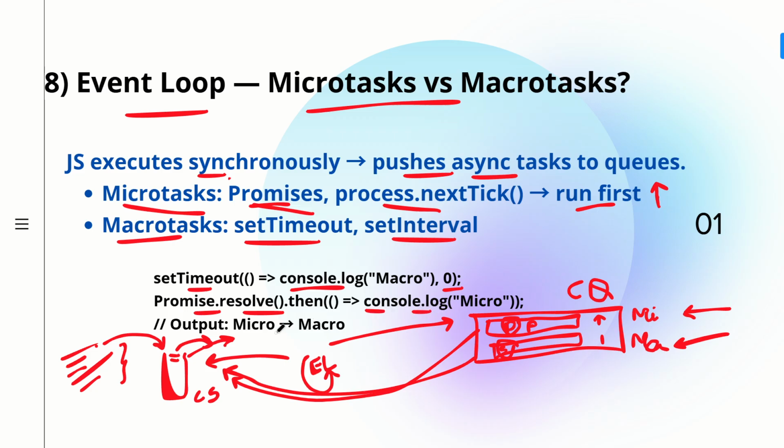So what will be the output? We have discussed previously that the micro task queue has more priority, right? Whatever promises are stored in the micro task queue, your answer will be micro first, then you will have macro. No matter that you gave the time interval as 0 and you have written your code before the promise, still your promises will be executed first because they have more priority, and then your setTimeout or setInterval will work.